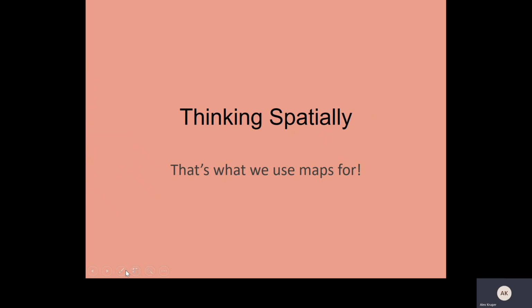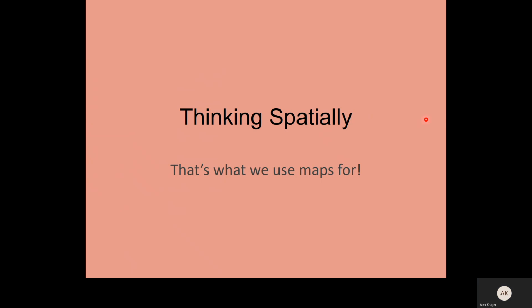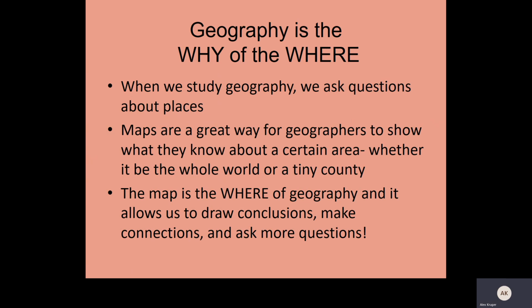So, thinking spatially. Let's get the old laser pointer out. We're talking about what we use maps for. Thinking spatially, basically, which is what geography is. It's about how humans inhabit space. So geography is the why of the where. When we study geography, we ask questions about places. This class is human geography, so it's specific to humans and how they interact with places.